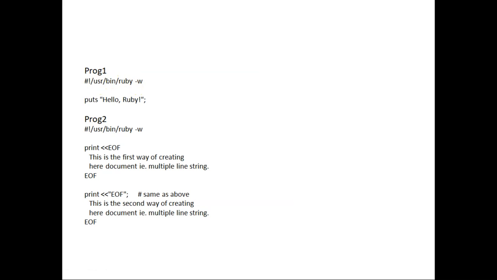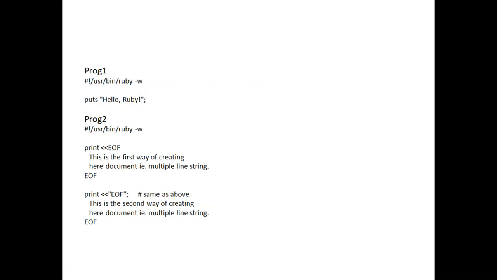For printing a statement, we use the command puts. It is just like the print command in other languages: puts, space, whatever you want to be displayed, that is "Hello, Ruby!", and at the end you put a semicolon. So if you run this program, what will the output be? Whatever you write under double quotation marks will be the output: Hello comma Ruby and exclamation sign. Up to this is the printout.